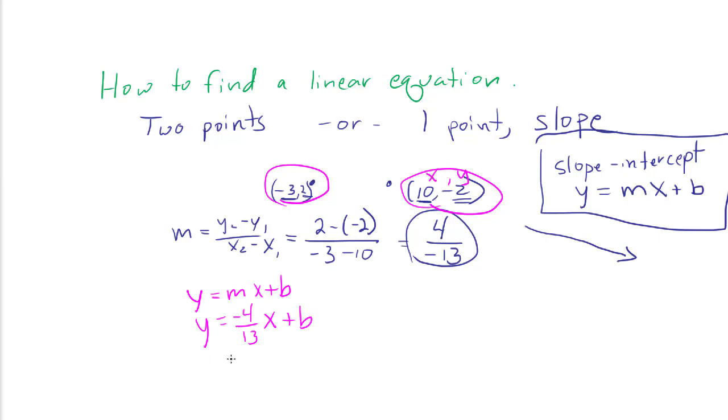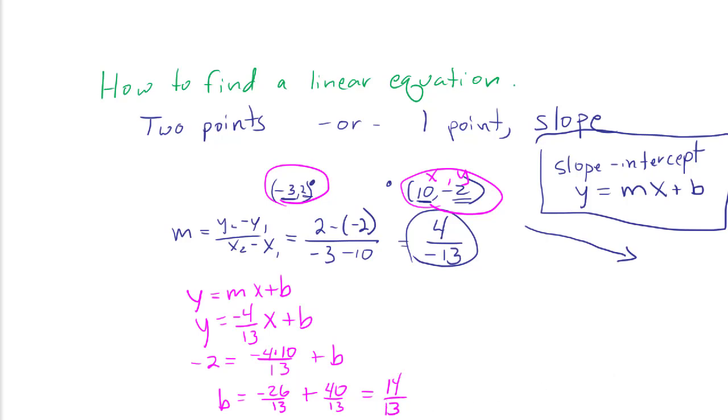If my x value is 10, that's -4 times 10 over 13. My y value would be -2, and I would solve for b in the equation at that point. So let's add 40/13 to both sides. b will equal -2, which is -26/13, expressing it as a fraction with a common denominator, plus our 40/13, which we add to both sides. The result is 40 minus 26, which is 14/13. That's the value of b.